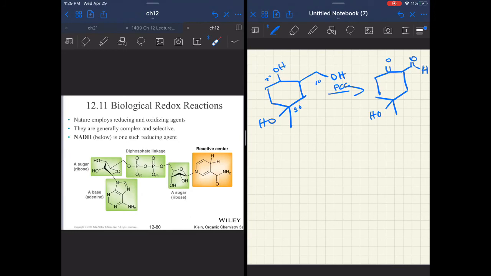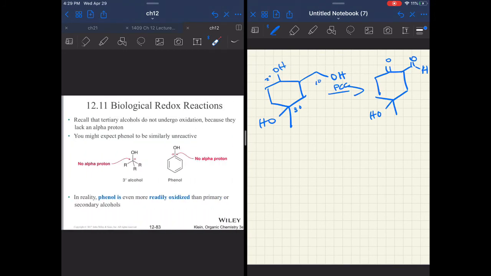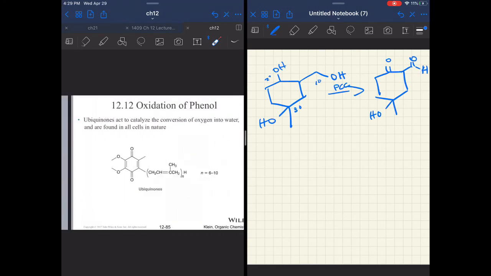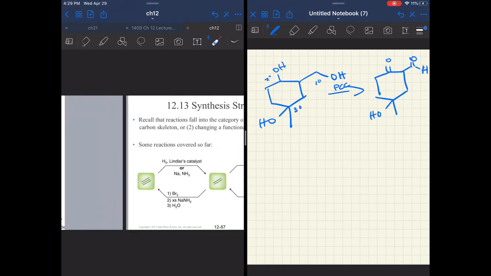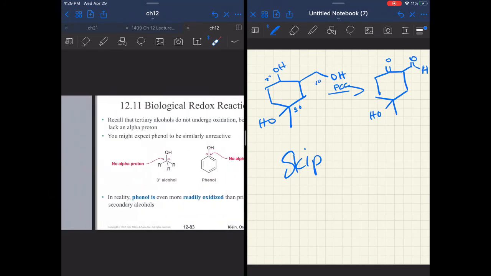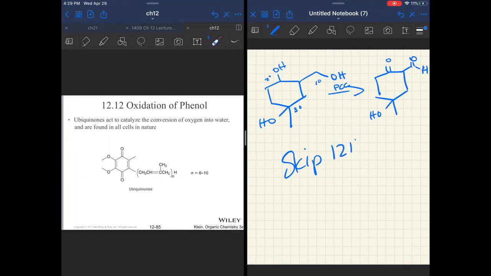We are not going to go through biological redox reactions. If you take biochem, you will get into that. And we're also going to skip oxidations of phenols. Now, if you're keeping track, you can skip 12.11 and 12.12.